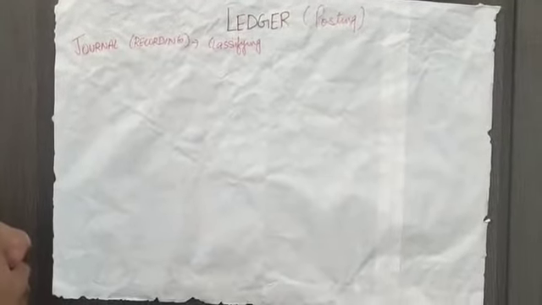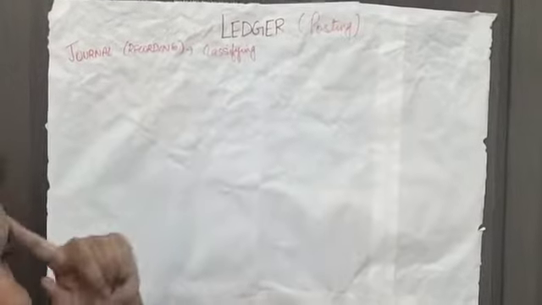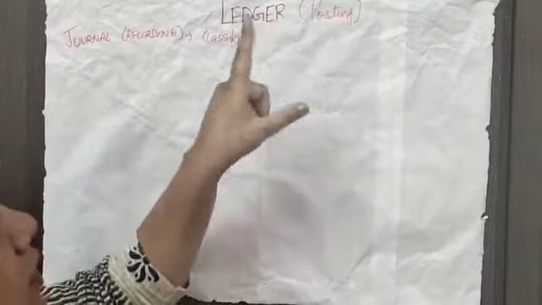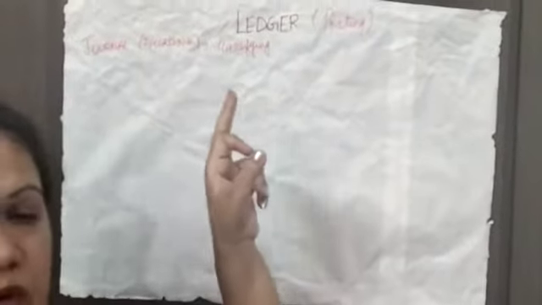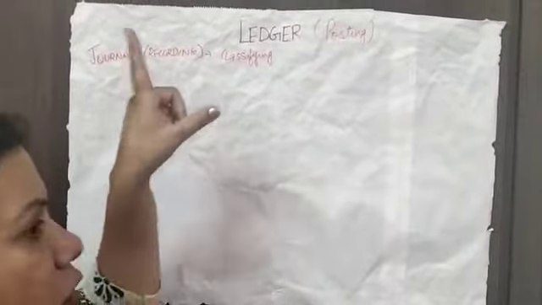The topic which we are going to do today is ledger. Okay, you must have heard the name ledger. Before ledger, the topic we discussed was journal. You know the first step of accounting is journal. When we record the business transactions in the books, that is known as recording, and we make a journal.